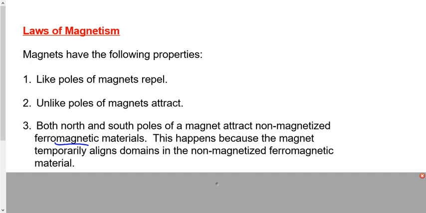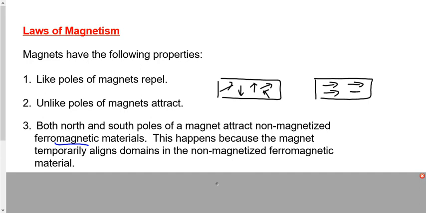Remember the diagram we drew a few minutes ago? This was our non-magnetized ferromagnetic material where domains are pointing in random directions. This is our magnet with our south pole and our north pole. That causes these domains over here to temporarily align, causing a polarity that looks like this. So this original non-magnetized ferromagnetic material has a temporary alignment of domains, which causes now a force of attraction between the north and the south.